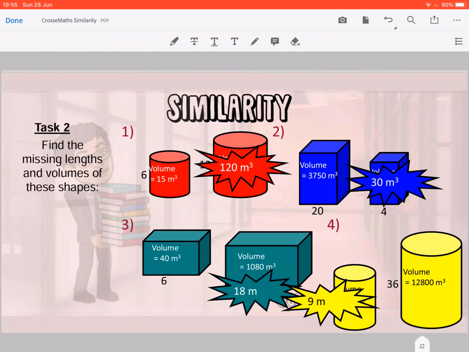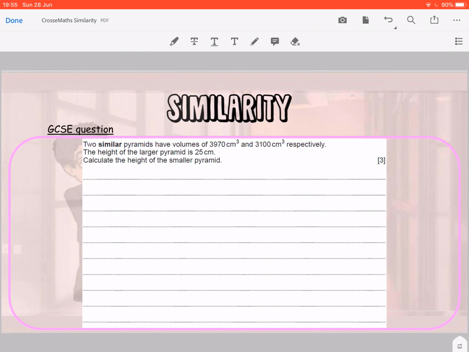And then the very last thing we're going to do, this is an actual GCSE question. Have a look at it. Pause the video, have a go yourself. This will come up towards the end of paper 2. So have a go and let me know how you get on.